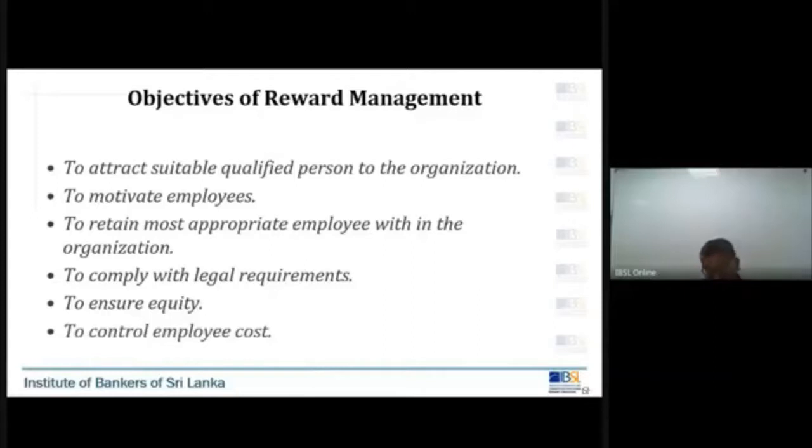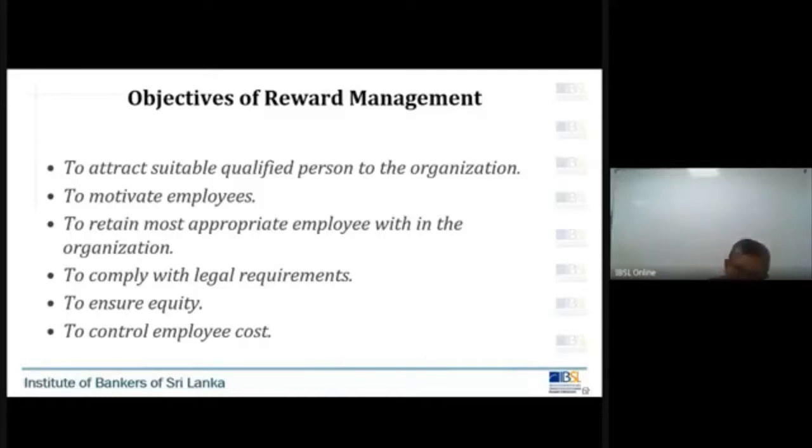Why? I told you in the very beginning, the highest cost of the organization is interest cost, and the second highest cost is employee cost. Therefore, it is important to manage the cost of the employee, giving high rewards while managing the cost. So these are some of the objectives of reward management, right?